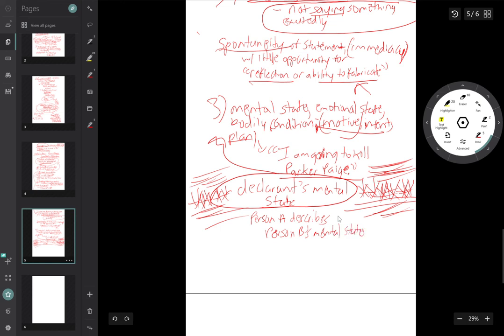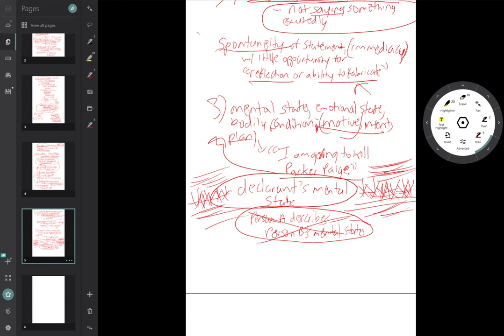The mental state being delved into by the out-of-court statement offered for its truth has to pertain to the declarant's own mental state. It can't just be a loose affirmation about what somebody else is feeling. And that makes sense, right?